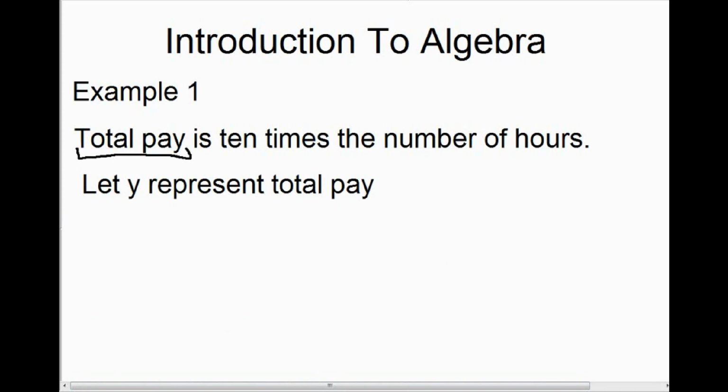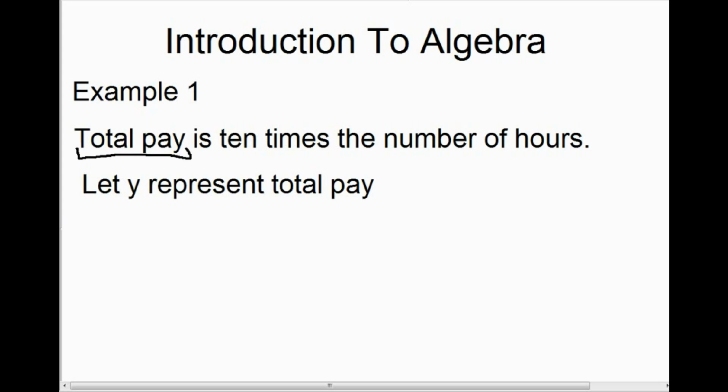So we might say something like this: let y represent the total pay. Now I just randomly selected y. We could have chosen p, because total pay starts with p. We could have chosen a symbol like a smiley face. In algebra, we're using variables, which are any letters or symbols. So I just randomly selected y to represent total pay.